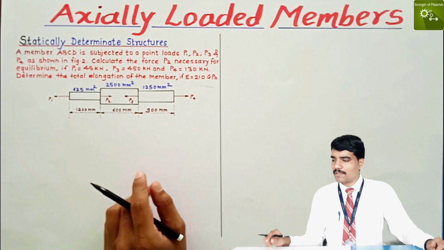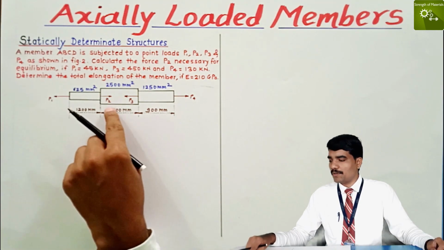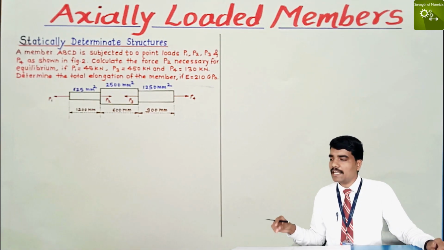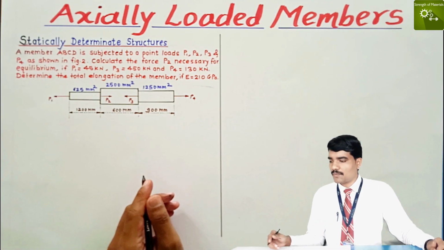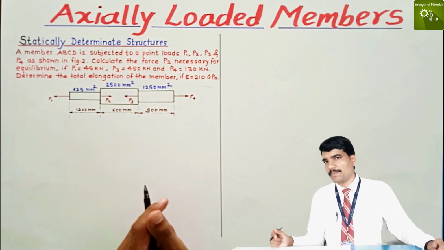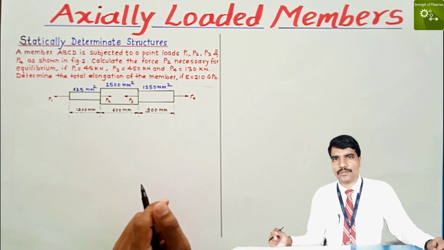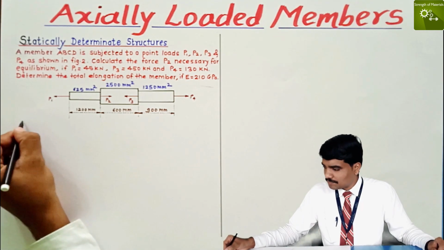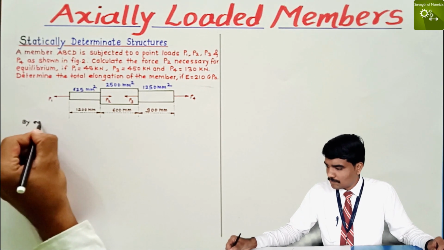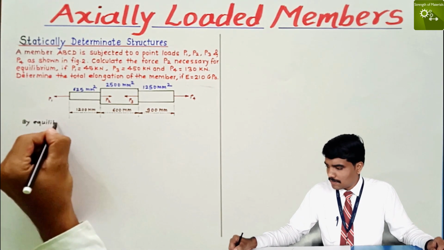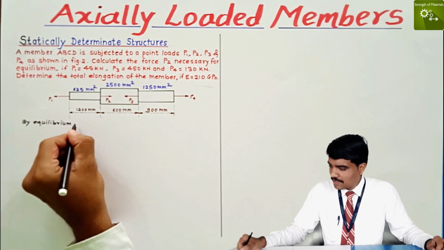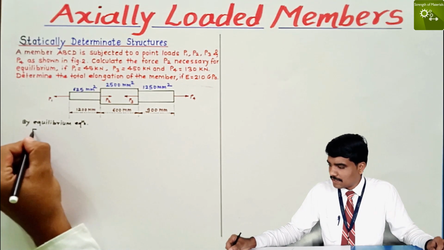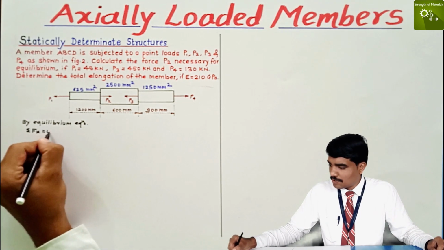Okay. So first of all we find out the force P2. So this axially loaded member is in static equilibrium. That's why we use the first equilibrium condition, summation Fx is equal to 0, and find out the force P2. Okay, let's see by equilibrium equations, we know summation Fx is equal to 0.